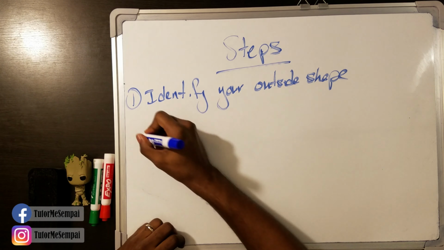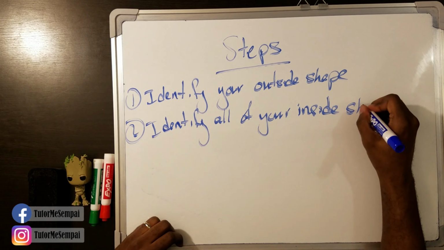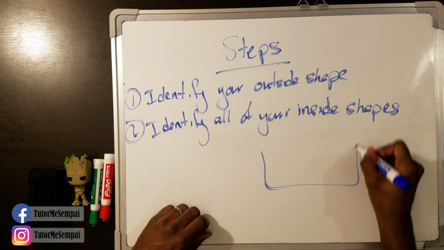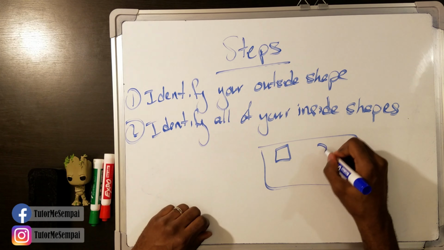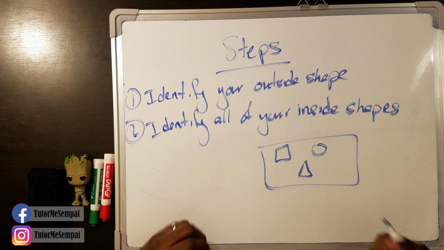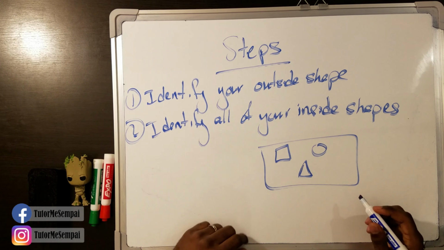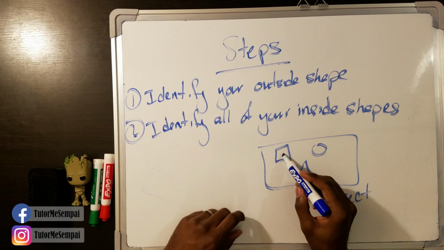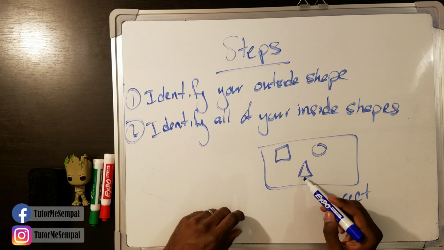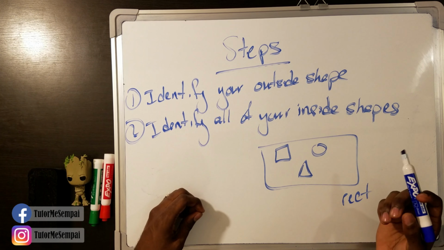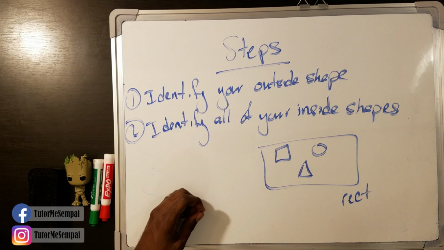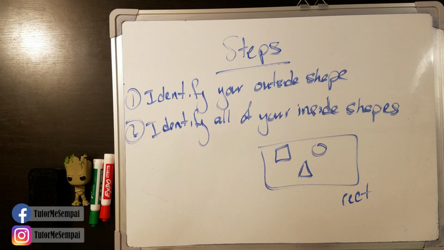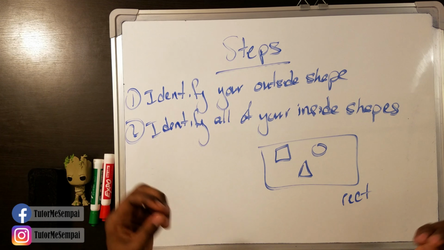Your next step: identify all of your inside shapes. So going back to your rectangle, if we had that square, circle, and triangle, we need to know what are the inside shapes. We already talked about the outside being this rectangle. Well, the inside, we have to identify all of these shapes. That's going to be very important because once again, we have to find the area of everything, so we need to know which formulas we're going to have to use. So, second step, identify all of your inside shapes.